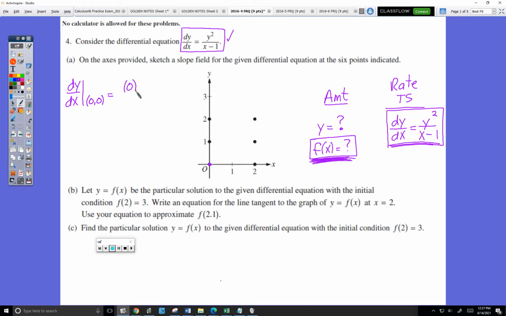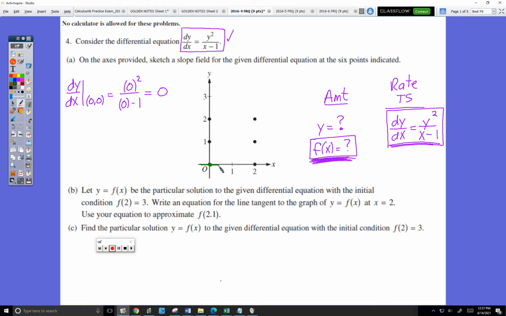Zero divided by -1 is 0. So if the graph of f were to pass through this point here, the graph of f would have a slope that would be horizontal as the graph passed through that point. So that's what we draw for the slope field.